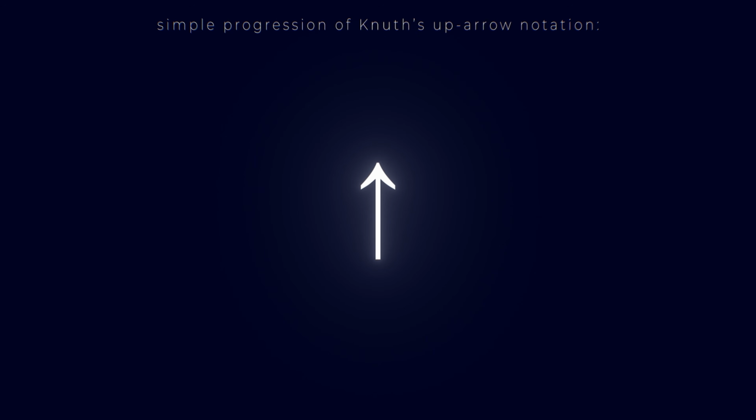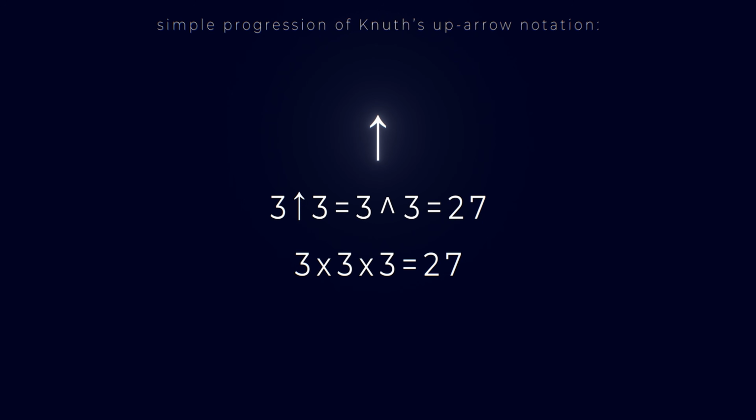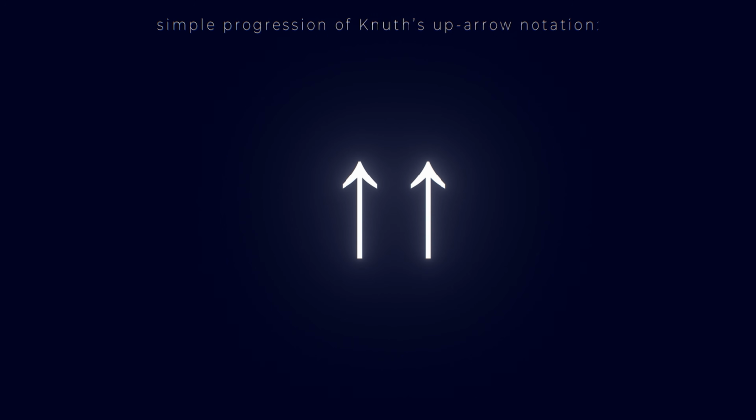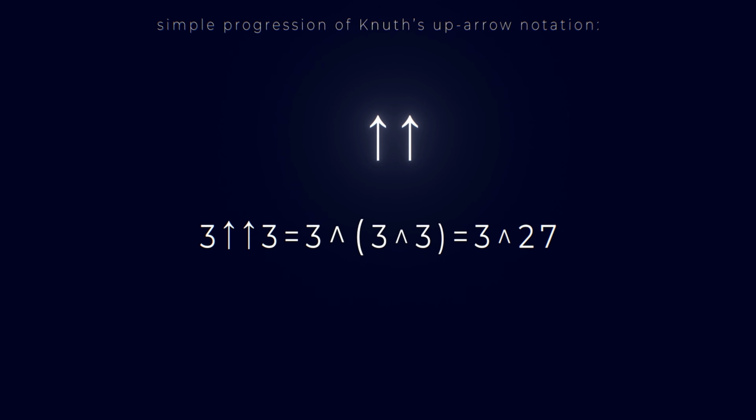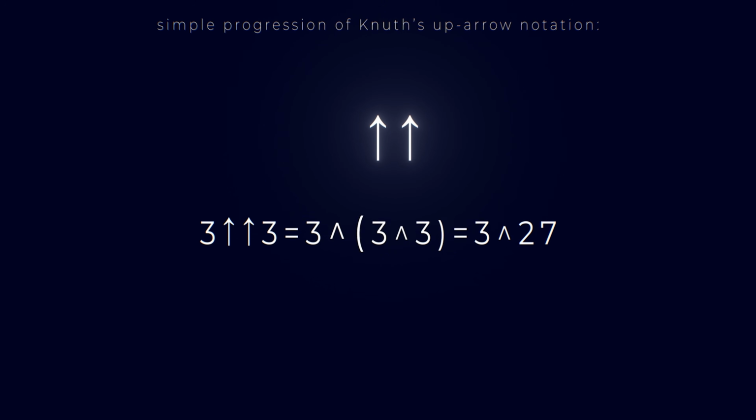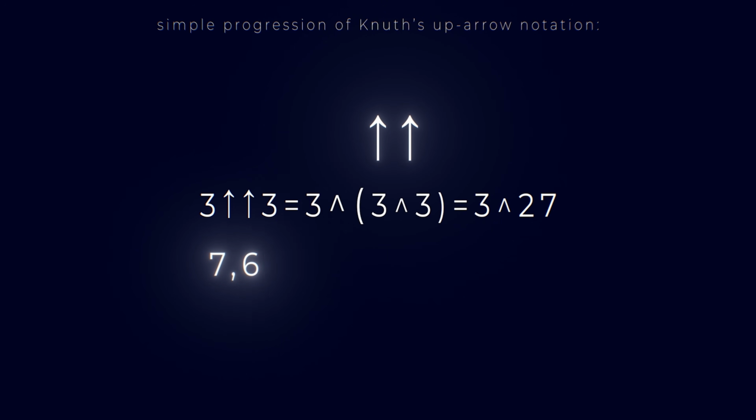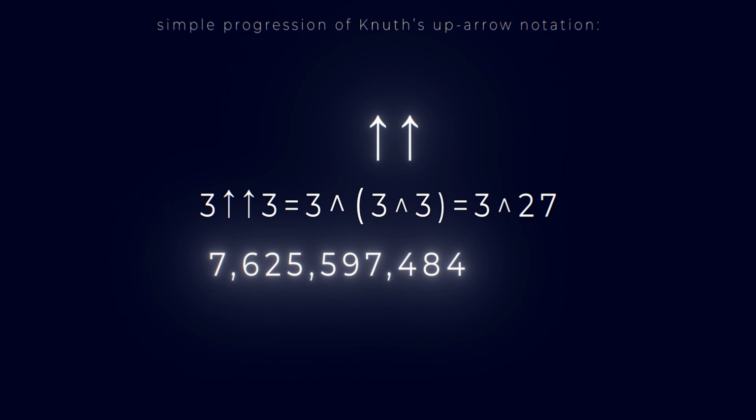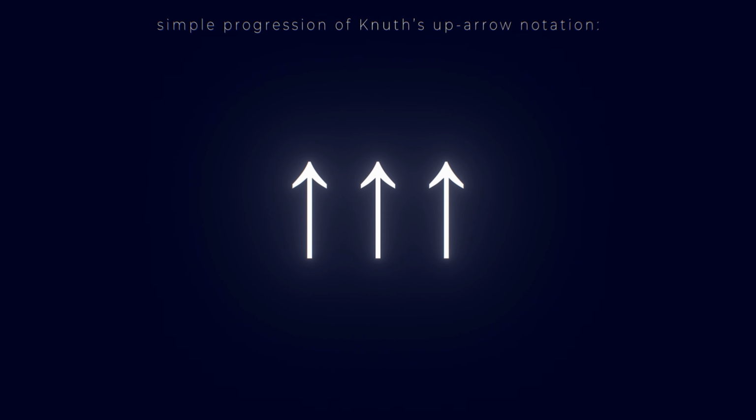With one arrow, we start with basic exponentiation. 3 up 3 equals 3 to the power of 3, which is 27. With two arrows, the growth intensifies. 3 double up 3 means 3 to the power of 3 to the power of 3, which is 3 raised to 27, resulting in 7,625,597,484,987. With three arrows, it becomes incomprehensibly large.